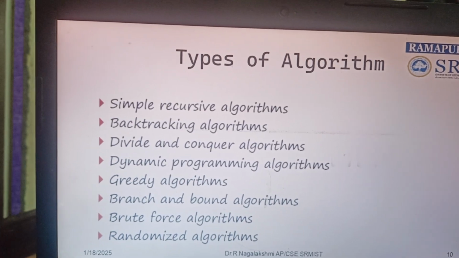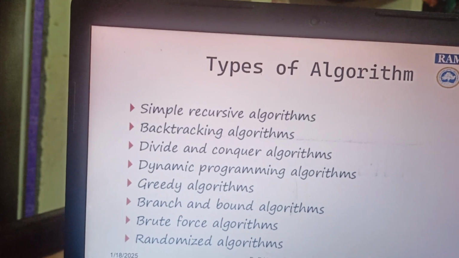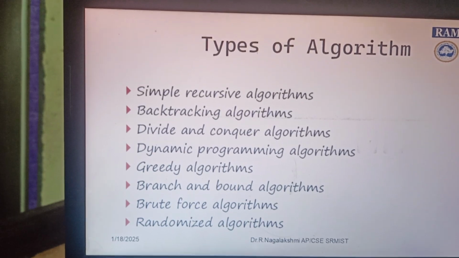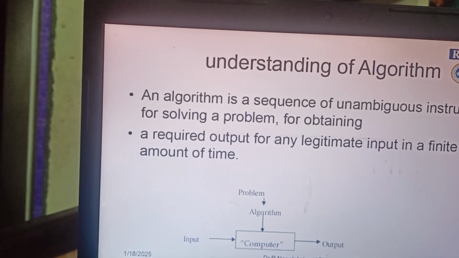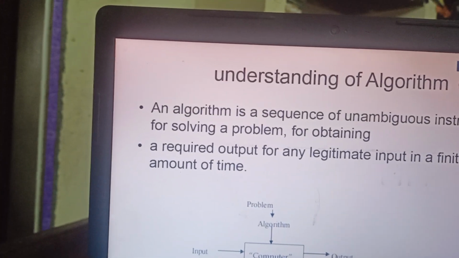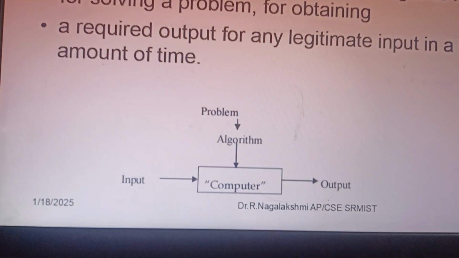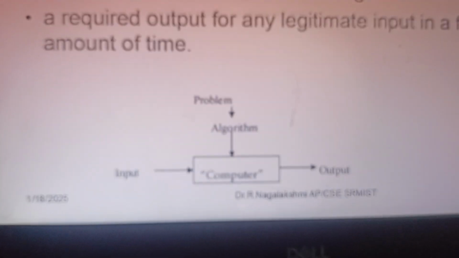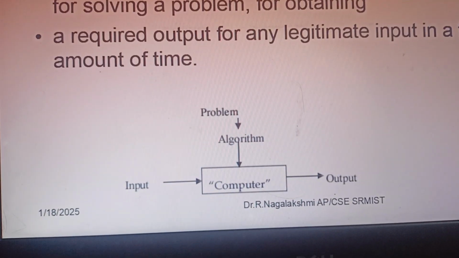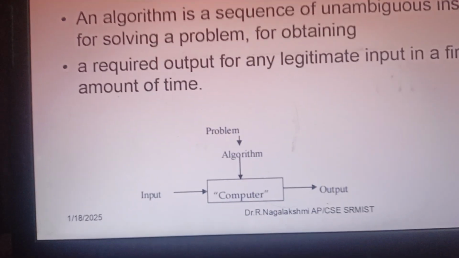And like this, we have different kinds of algorithms: dynamic programming, greedy algorithms, branch and bound, brute force algorithm, randomized algorithm. These are the topics we'll discuss in upcoming units. On understanding an algorithm: algorithms should be unambiguous instructions for solving a problem. See the diagram: the input is given to the computer, which consists of an algorithm giving the solution to the problem. So it gets a legitimate input, processes it and produces the output.